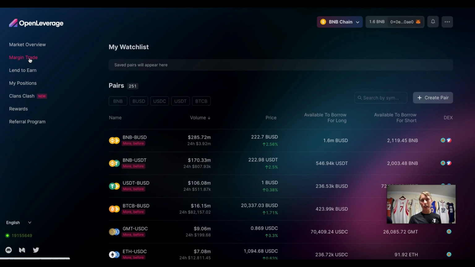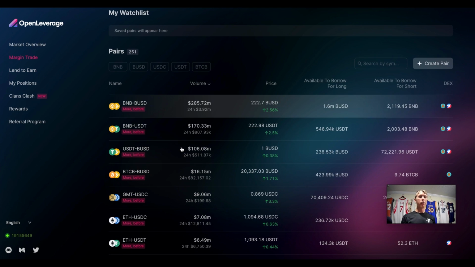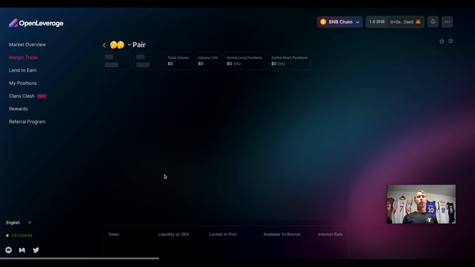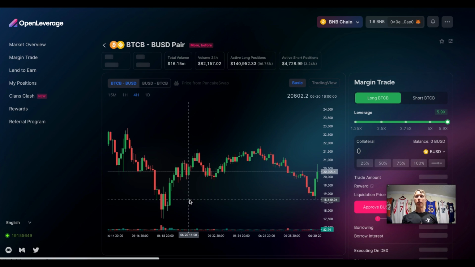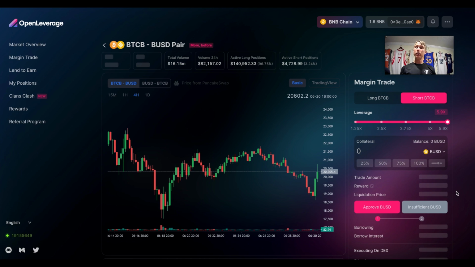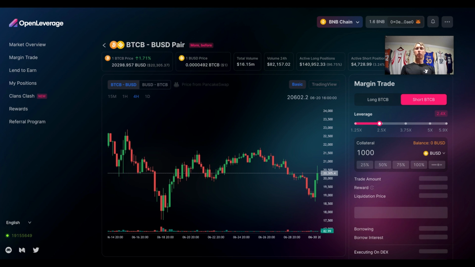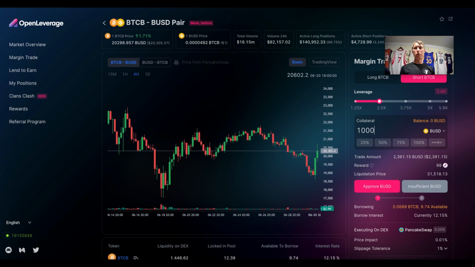Now let's go and get into the margin trading part. This is where we're shorting and longing something. You know what? I'm pretty bearish on Bitcoin. So what I want to do is I want to go ahead and short Bitcoin. So in order for me to short Bitcoin, what I would do is I would provide BUSD as collateral. I would say, okay, I want to go ahead and select 3.5x, or you know what? I'll be safe. I'll go ahead and do 2.5x leverage. So I would say I'm willing to put up $1,000 in BUSD.